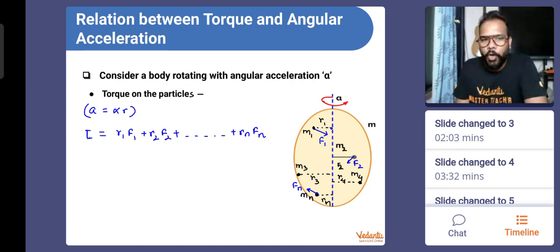If I want to write down the net torque experienced by the entire body, I can say it is r1 into F1. Sin 90 I'm not writing because all these forces are tangential components. So directly I'm simply writing the tangential component multiplied by the radius. So r1 F1, r2 F2, r3 F3, like that for the nth particle, rn Fn.